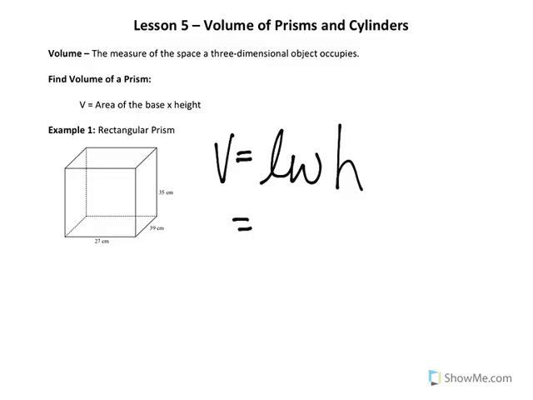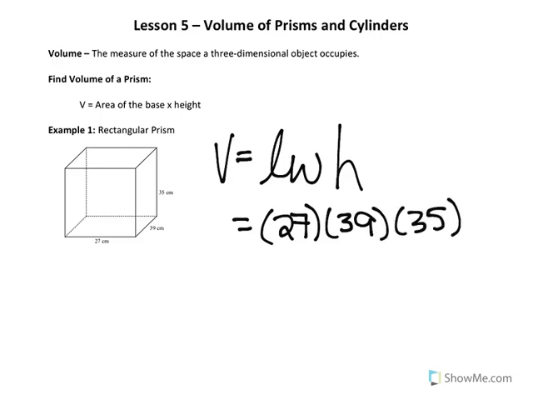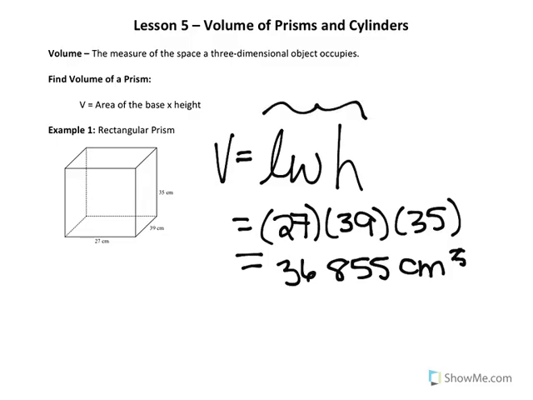So we're going to go 27 times 39 times 35. Multiply those all together, and you should get 36,855. Our unit is centimeters cubed because we are multiplying three things together. There you go. All right, cylinder, same thing.